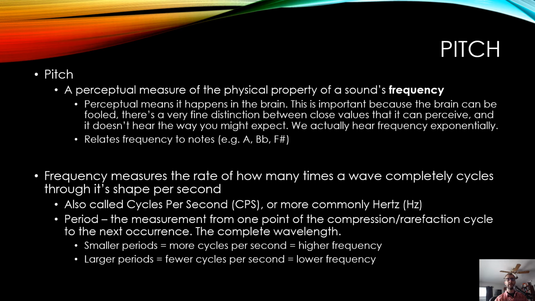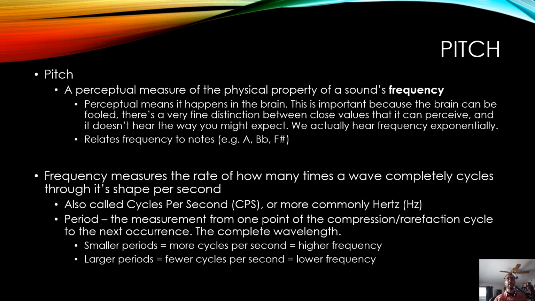The period is the measurement from one point of the compression or rarefaction cycle to the next occurrence. This gives you one complete wavelength. Typically, you will measure either from the max amplitude point to the next max amplitude point, the next max negative amplitude to the next max negative amplitude, or from the 0 point to the next 0 point after a full cycle. That will give you the complete wavelength.